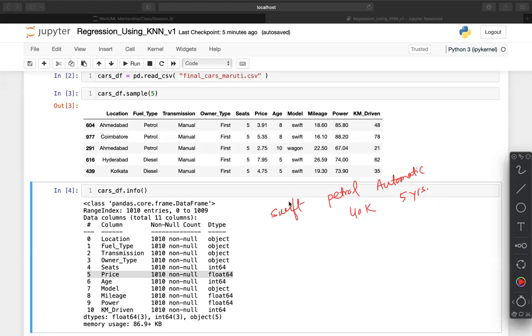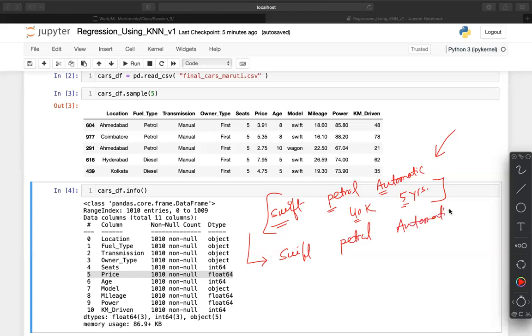To predict the price of this particular car, how can we take help of the examples that are there in the training data set? Rather than looking at all the examples in the training set, we can only look at those examples or instances which are very similar to this particular car. So maybe we look at only the cars which are Swift models, petrol and automatic.